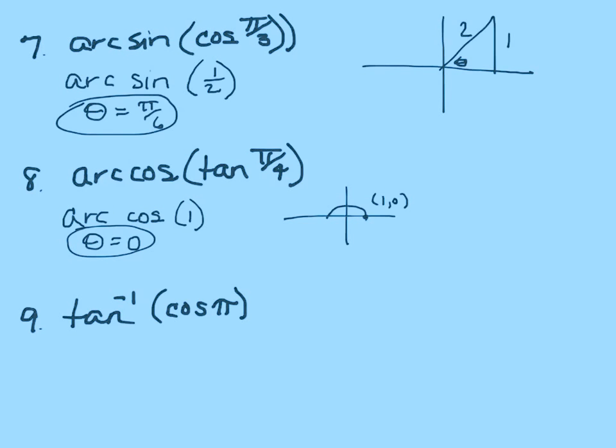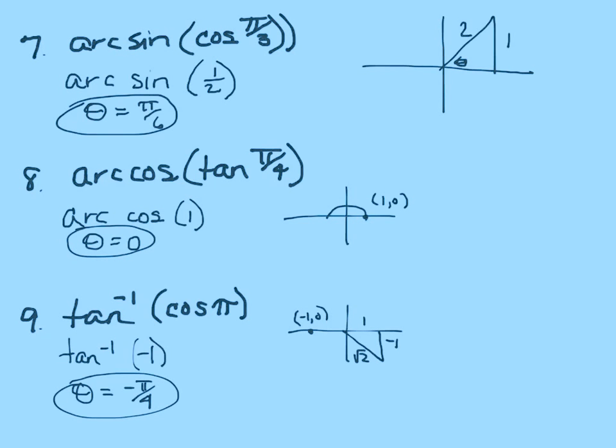At any rate, we got one more question to do, and so let's go ahead and do it. The cosine of pi is equal to -1, so the arctan of -1 is going to equal negative pi over 4. And that concludes this lesson.